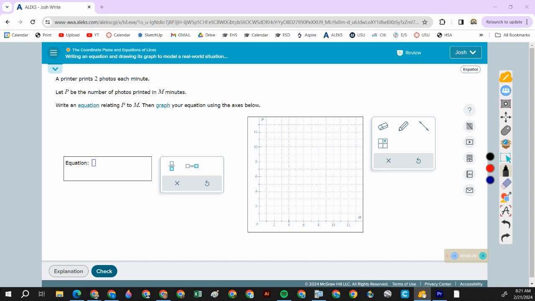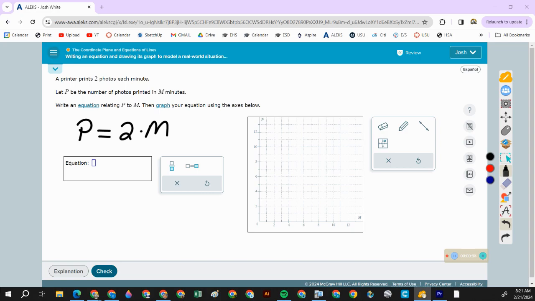So a printer prints 2 photos each minute. Let P be the number of photos printed in m minutes. Write the equation. So the number of photos, P, is equal to 2 times the number of minutes.